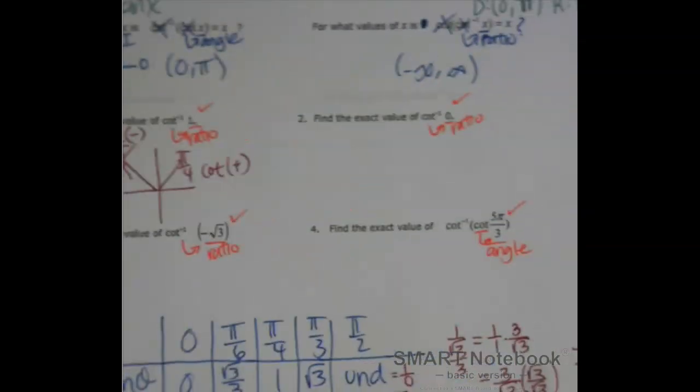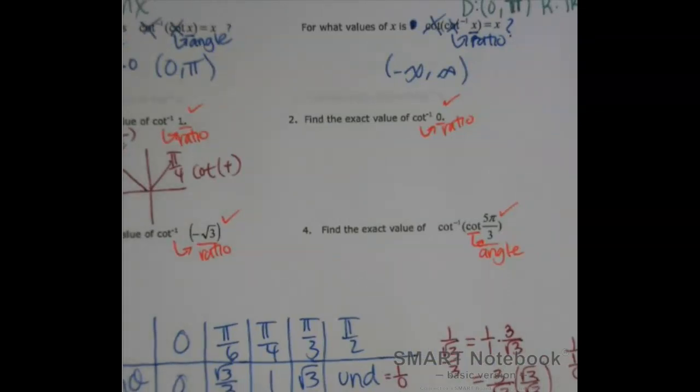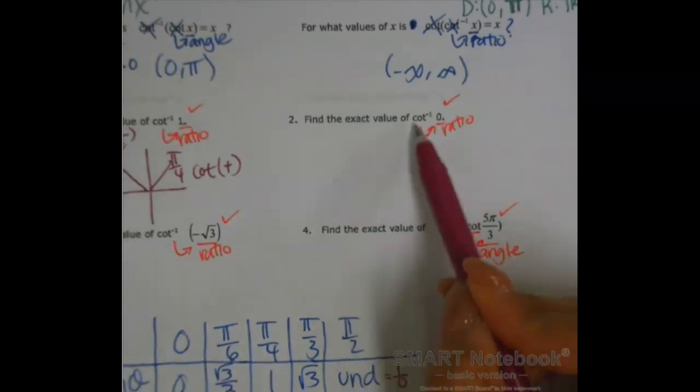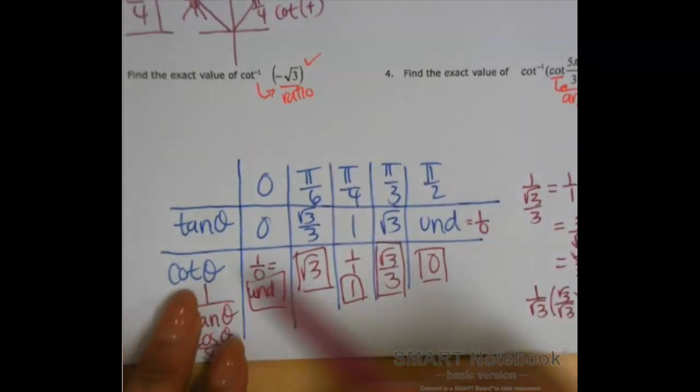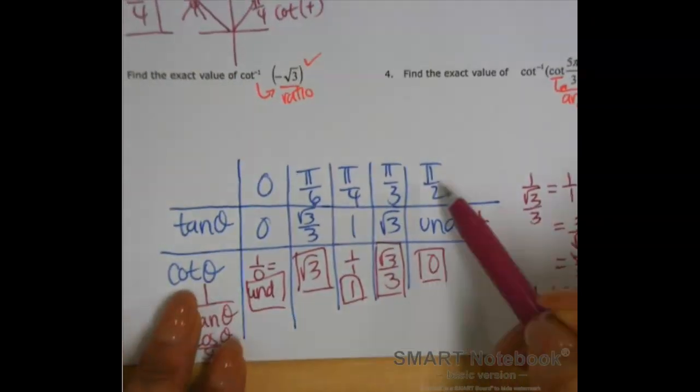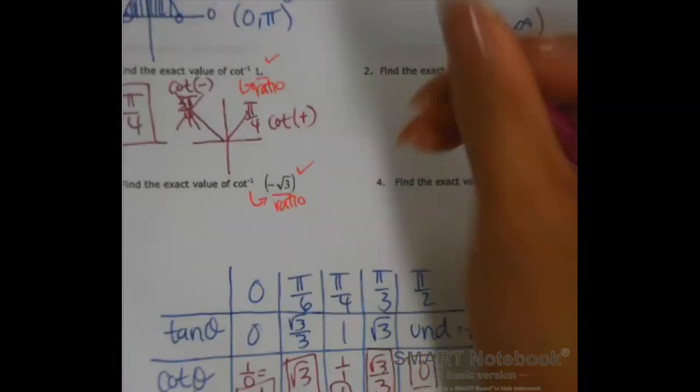All right, for the next one, right next to it, if I was to write out what your answer is for this, we have cotangent inverse of 0. It's just a ratio. So if I look at my graph, cotangent of 0, the angle measure will be pi over 2.